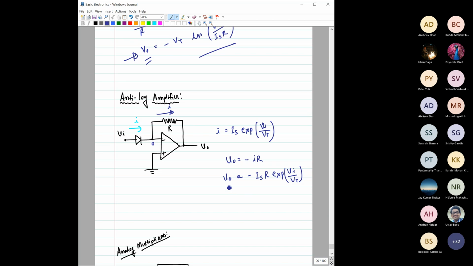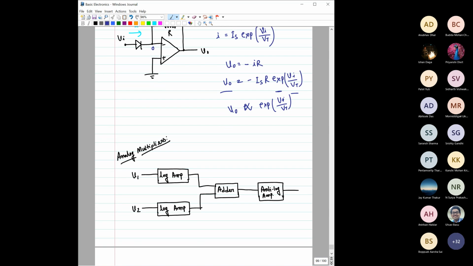So here you can see this output is related to the input by an exponential function. For this type of amplifier, a small change in Vi can lead to quite a significant change in the output voltage, because it is an exponential term, and you can also physically see why this should happen. So the output voltage is proportional to exponential of Vi by Vt. So this type of amplifier is called the anti-log amplifier. Fine.